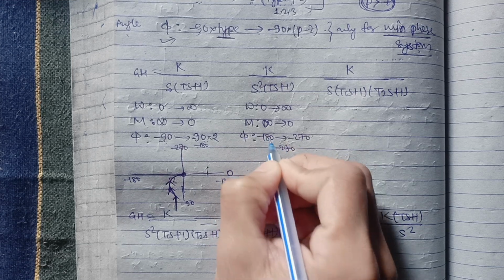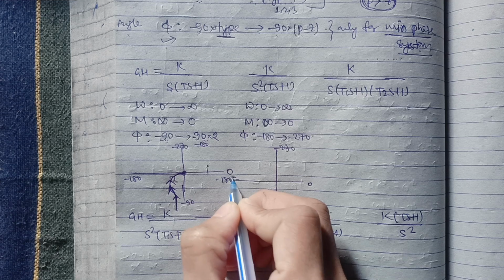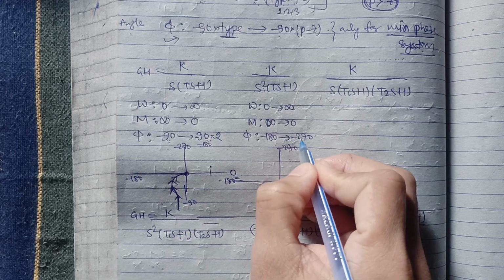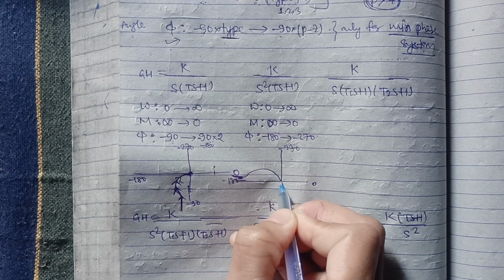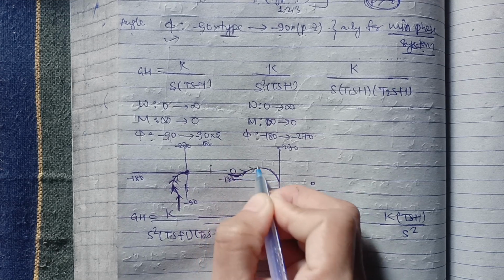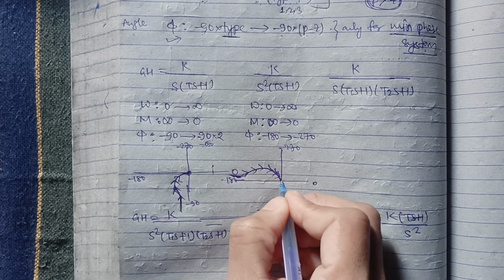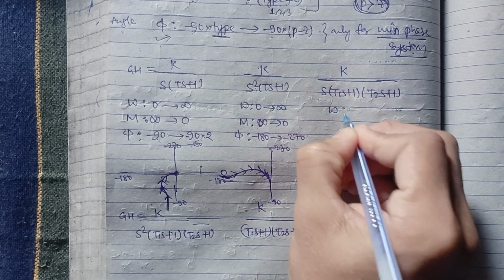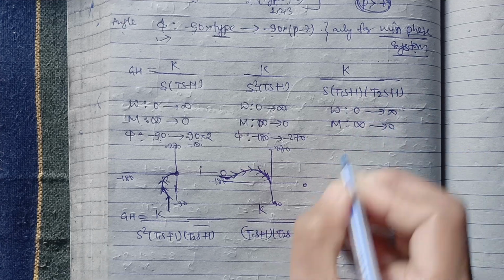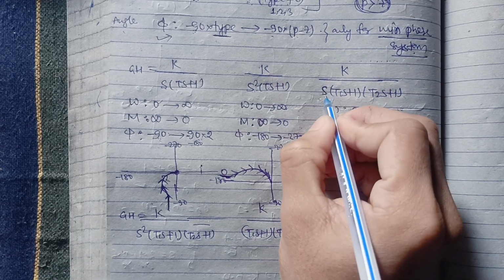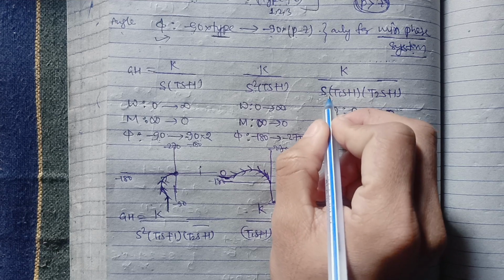So we have to start from minus 180, so minus 180 is here. From minus 180 to minus 270 degrees, and the magnitude is infinity, so the magnitude goes like this. Magnitude is infinity, and magnitude is 0 here. Same, omega 0 to infinity, so magnitude is infinity to 0.